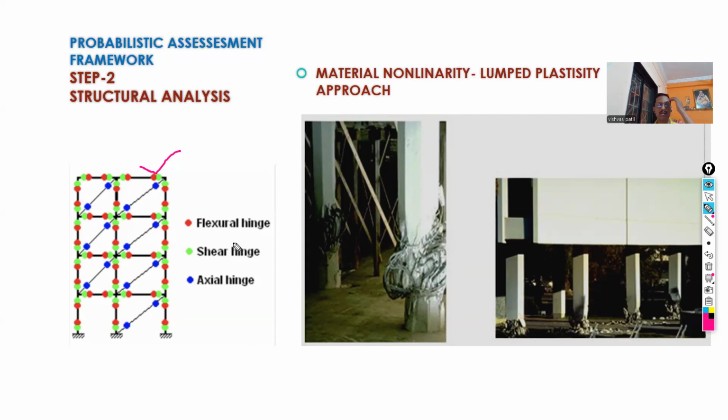You may ask why, in the case of lumped plasticity, the nonlinearity is assigned at the ends only. The answer is simple, as shown in this photo from a past earthquake. The column collapsed at the ends only. There are many photos like this. In past earthquakes, almost 70 or 80% or more of beams and columns fail at the ends during massive earthquakes. This is evidence that the ends are very critical, and we have to focus on failure of these members at the ends.